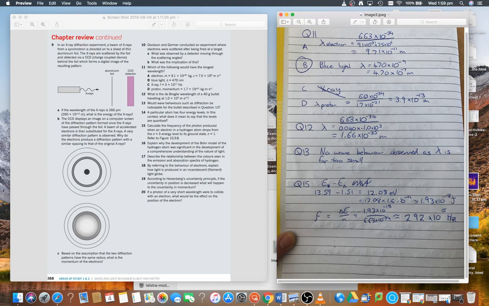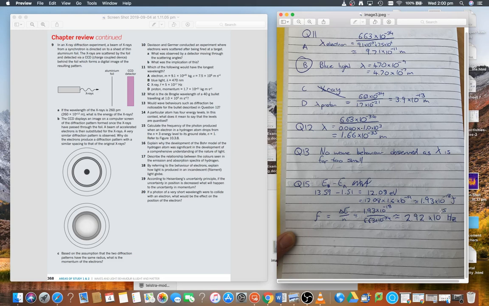I'm going to multiply that by the charge of an electron to get it into joules. So there you go, 1.93 times 10 to the minus 18 joules for the photon energy. And then we have to work out the frequency. So let's divide by Planck's constant. 1.93 times 10 to the minus 18 divided by Planck's constant, you end up with 2.92 times 10 to the 15.